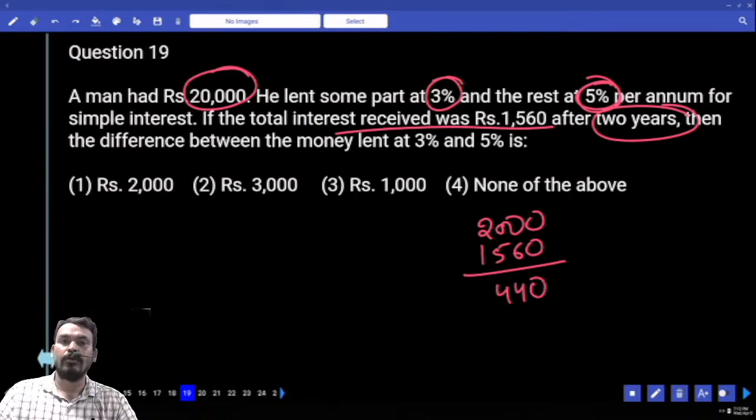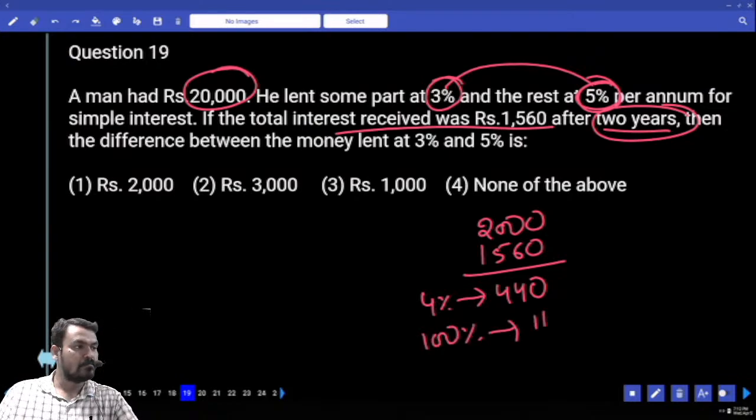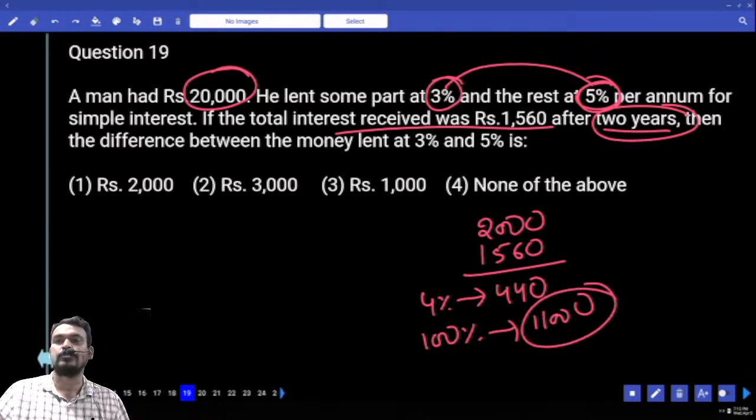How much less are we getting? 440, or not? 440. What is the difference in percentage? The per annum difference is how much? 2%. In 2 years the difference is 4%, or not? 4% is how many rupees? 440. Then 100% is how much? 11,000, or not? 11,000.